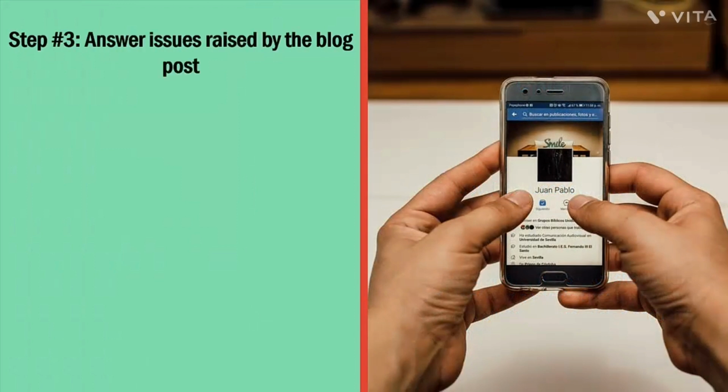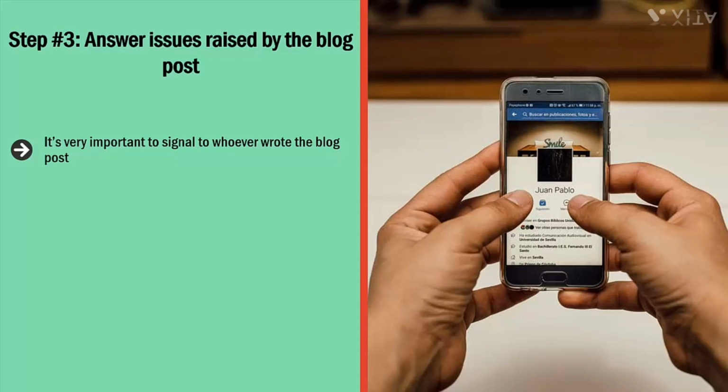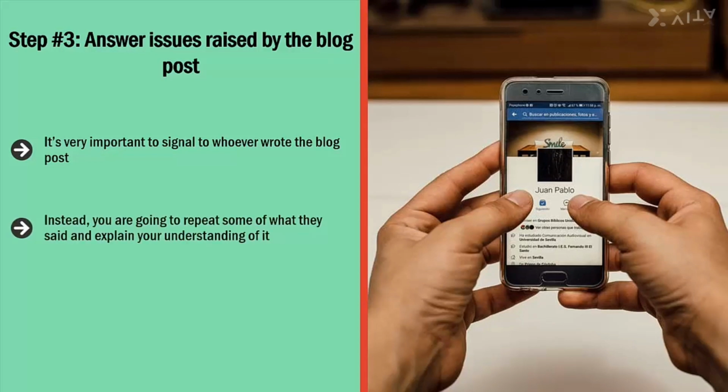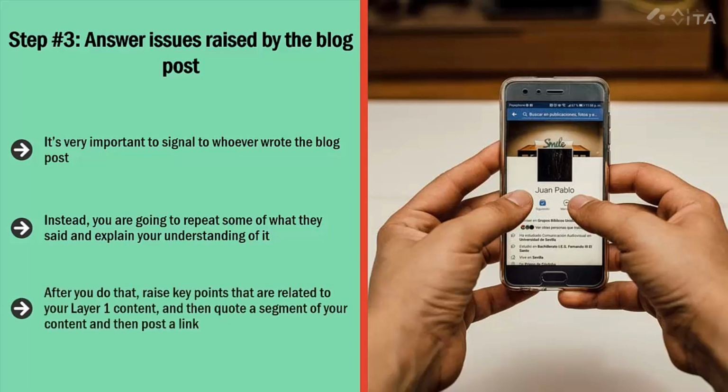Step number 3, answer issues raised by the blog post. It's very important to signal to whoever wrote the blog post you're commenting on that you actually read their post. This means you're going to avoid posting "Hey, good job," or "I love this post," or other similar garbage. Instead, you're going to repeat some of what they said and explain your understanding of it. Then, you're also going to raise issues or questions. You may not agree, and say so. After you do that, raise key points that are related to your Layer 1 content, and then quote a segment of your content and post a link. Done properly, your comment is not going to look like spam. Instead, your comment actually enhances the content that you're commenting on.